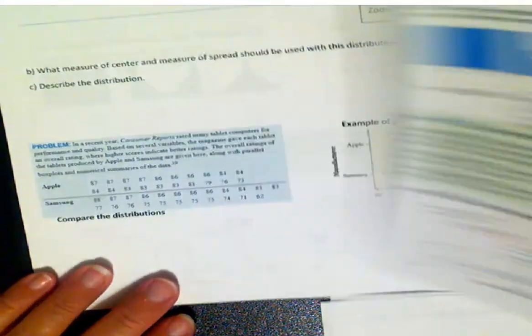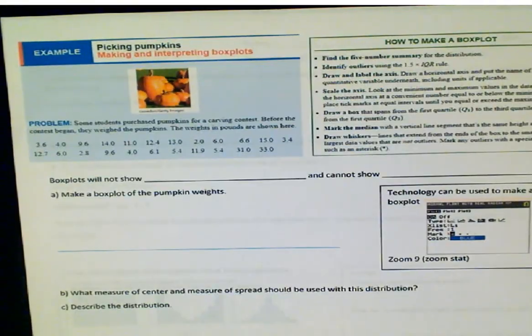Okay? So what we're going to do is we're going to go practice making a box plot. All right? And so that's kind of what we're going to work on this next page. So we have picking pumpkins. Some students purchased a pumpkin for a carving contest. Before the contest began, they weighed the pumpkin. The weights in pounds are shown here. So how do you make a box plot?